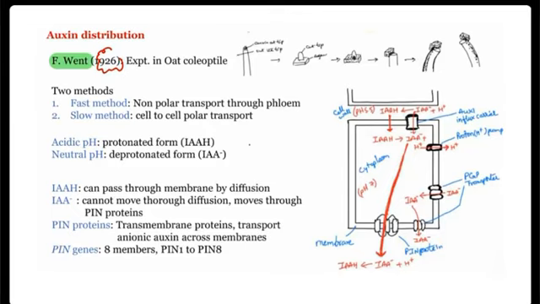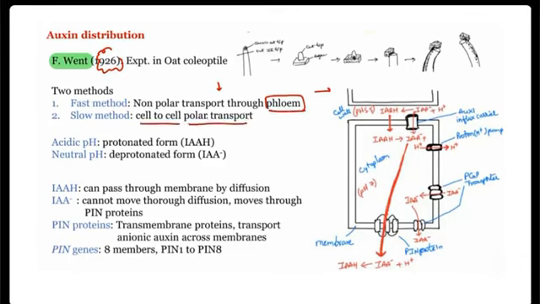Okay. So just remember the things which I will discuss now. You need not worry about much more detail, because these are a certain class of experiments. If you have to understand all these things, you have to go through the complete experiment, which is not at all required for you. Very good that you at least know all these things. So auxin distribution or transfer is mainly because of two methods. One is fast and one is slow. The fast method is non-polar transport through the phloem, and the slow method is cell-to-cell polar movement.